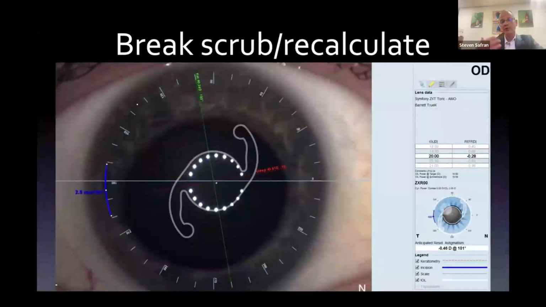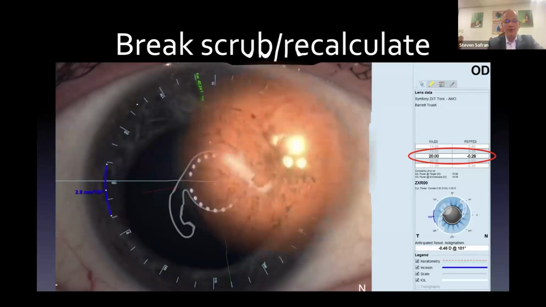What I did was I broke scrub and logged into the Lenstar on my laptop and just recalculated him, putting in the numbers, assuming that he had previous LASIK using the AC depth and white to white from the previous eye. And now he doesn't even need a toric lens because that was actually the posterior cornea astigmatism that he had was corrected when he had his LASIK in the refractive outcome of the LASIK. So we just can use a standard monofocal lens.